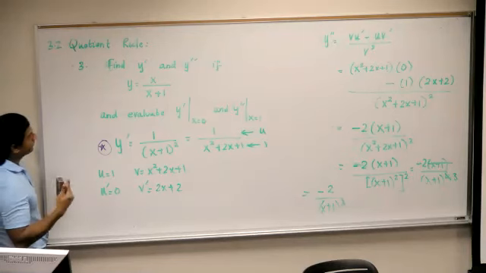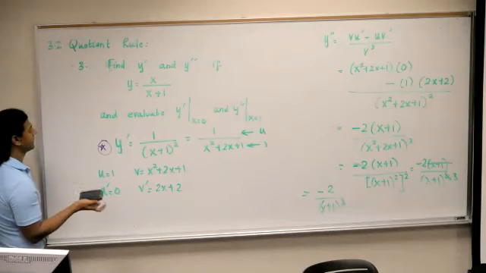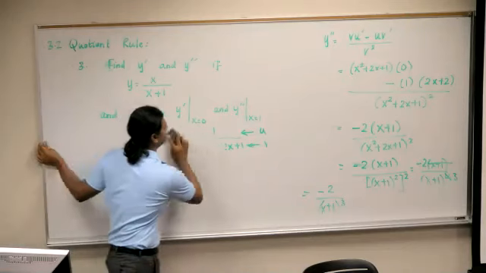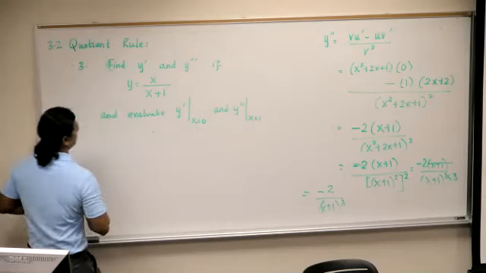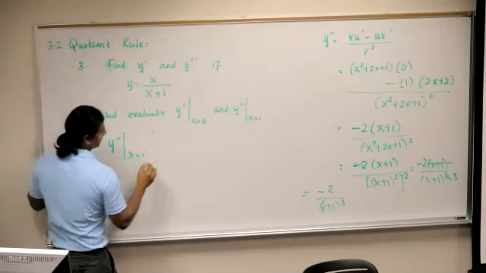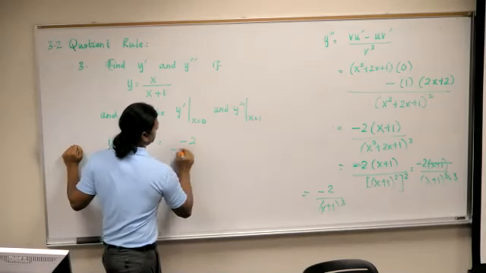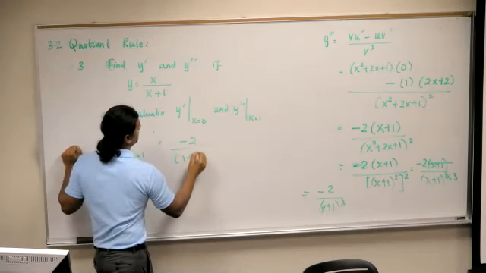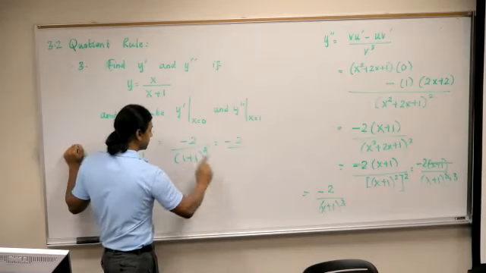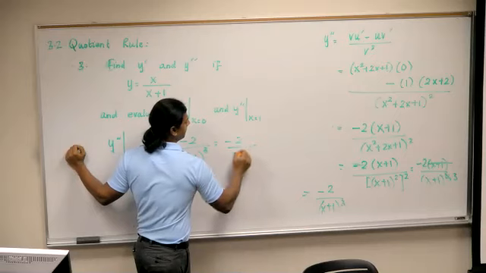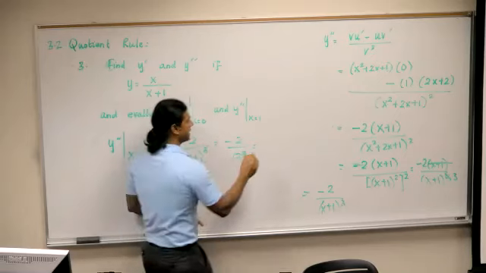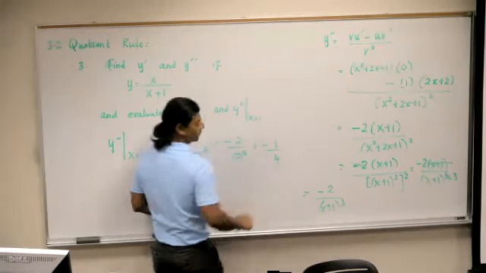We have one more step left, which is plugging in x is equal to 1. So y double prime evaluated at x is equal to 1 is negative 2 divided by 1 plus 1 cubed. Negative 2 divided by 2 cubed. 2 cubed is 8, negative 2 over 8 is negative 1/4.